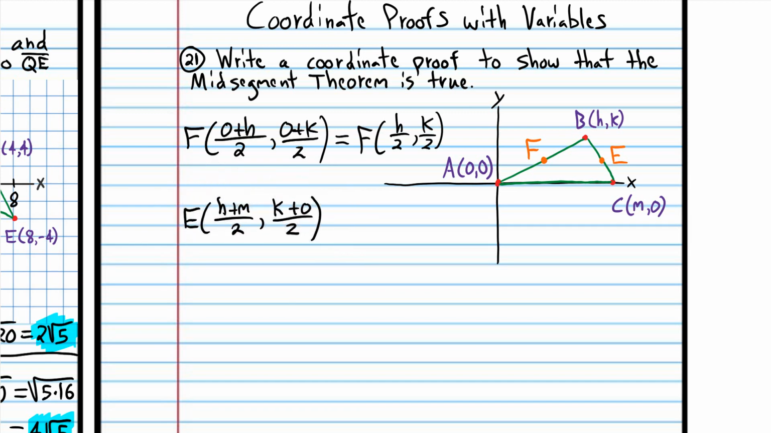So now we just simplify that and we get the coordinate h plus m over 2 and the coordinate k over 2. So those are the coordinates of the midpoints. That's where the midsegment is going, those 2 points are on the midsegment. So now we have to find the length of the midsegment using those 2 points that we just found. So we're going to find the distance between F and E.